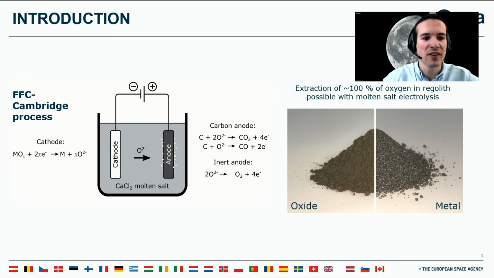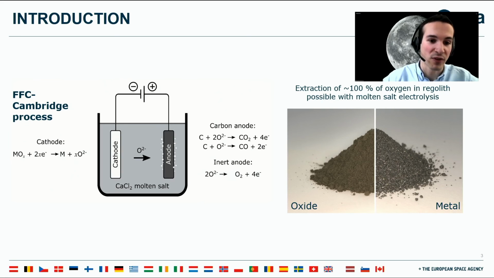So the FFC process is a molten salt electrolysis, and you saw one already earlier today. The idea is not to dissolve the regolith in the salt, but to have the regolith as a cathode. Then by applying a potential with an anode, we can have a direct deoxidation of the metal oxide. This is really straightforward. If your anode is made of graphite or any other form of carbon, you will form CO2 or CO. But of course, in space, we would target an inert anode to produce oxygen instead.